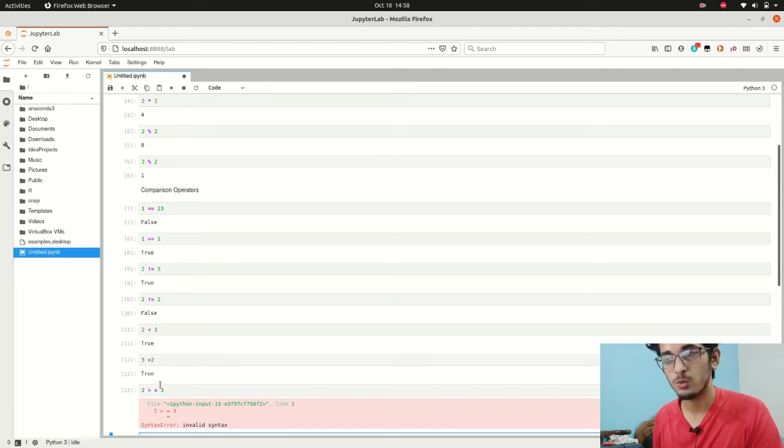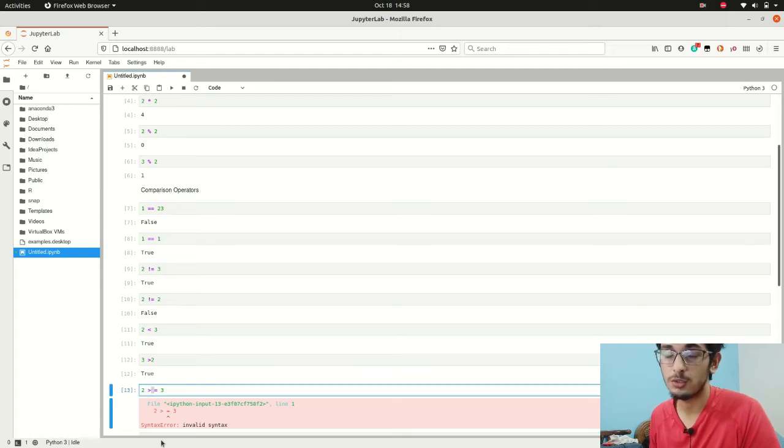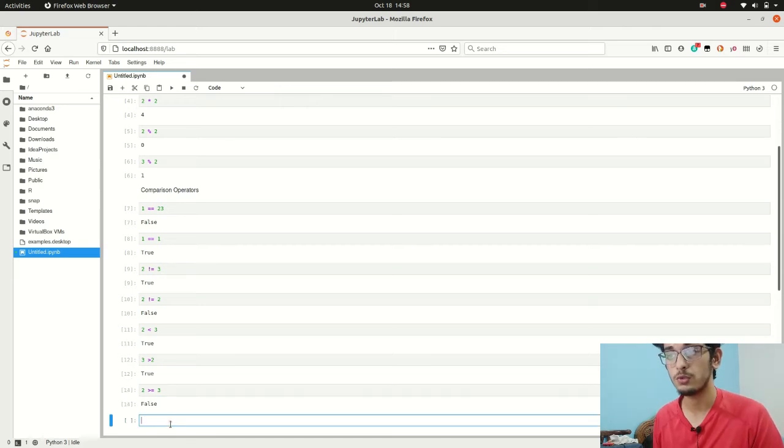I would like to ask why it gives us invalid syntax. This space caused the trouble here. This is the right thing. This is not the right thing. This is not the right operator you are using. This is right, and that is false. 2 is not greater than or equal to 3. But if we use this, 2 greater than or equal to 2.